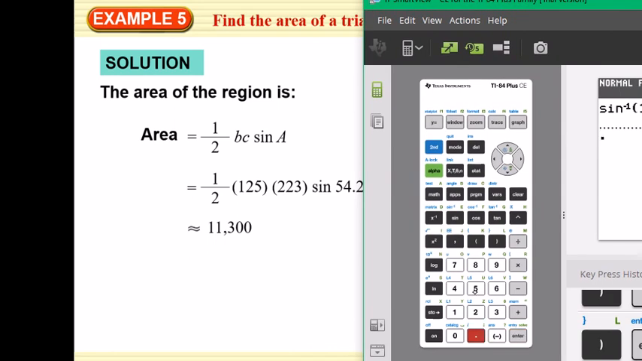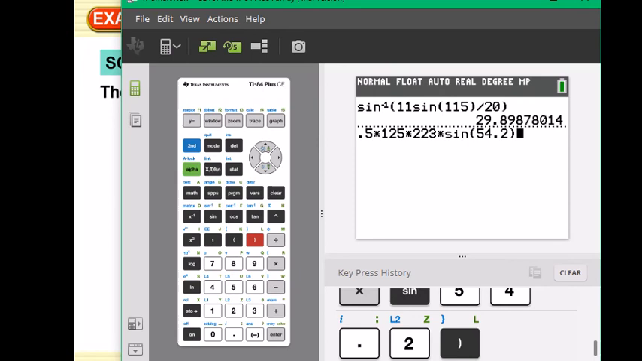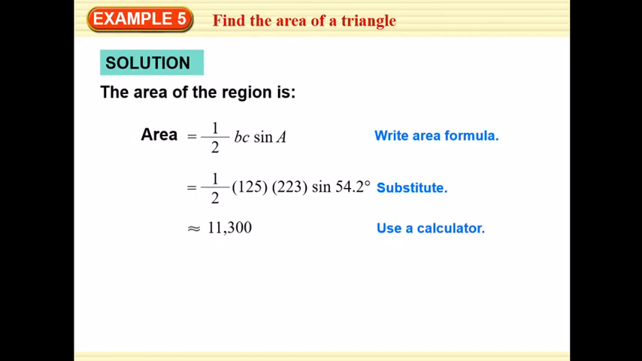I'm going to do 0.5. I like to type that in instead of 1/2 for the record. Alright, times 125 times 223 times the sine of 54.2 degrees, closing that out. Alright, so here's what I have. I'm going to press enter, and it gives me 11,304.20. Alright, so they're just rounding to the nearest 100.